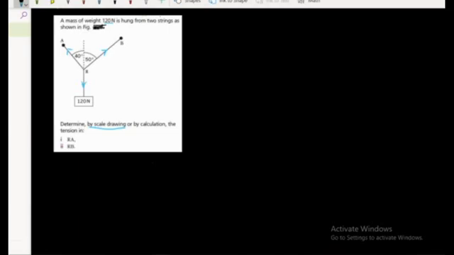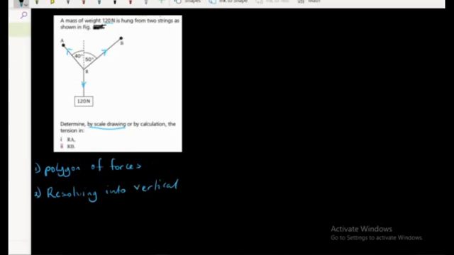There are two ways of solving this question by calculation. The first method is by the polygon of forces. The other method is by resolving into the vertical and horizontal component.